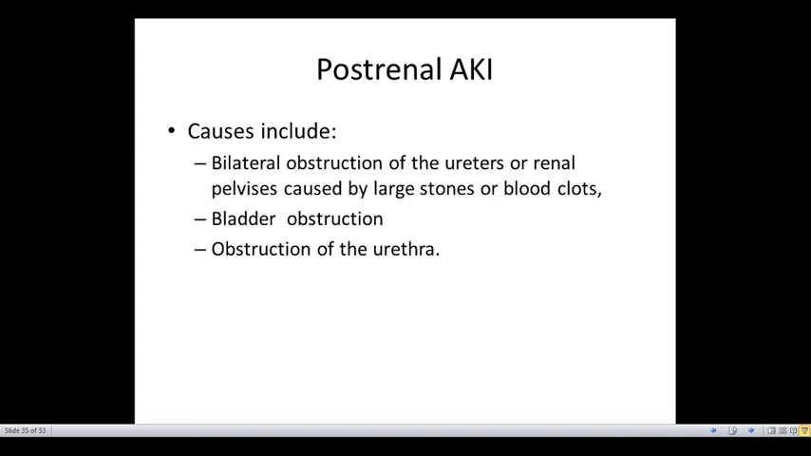With this type of renal injury, normal kidney function can be restored if the basic cause is corrected early. However, if the obstruction lasts for longer, it can lead to irreversible kidney damage.